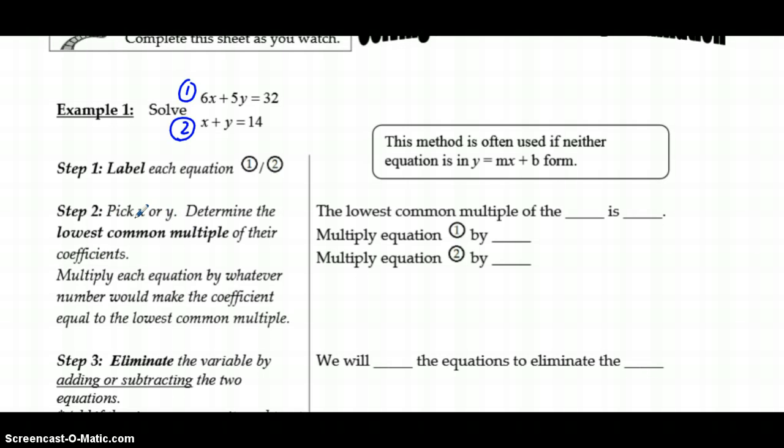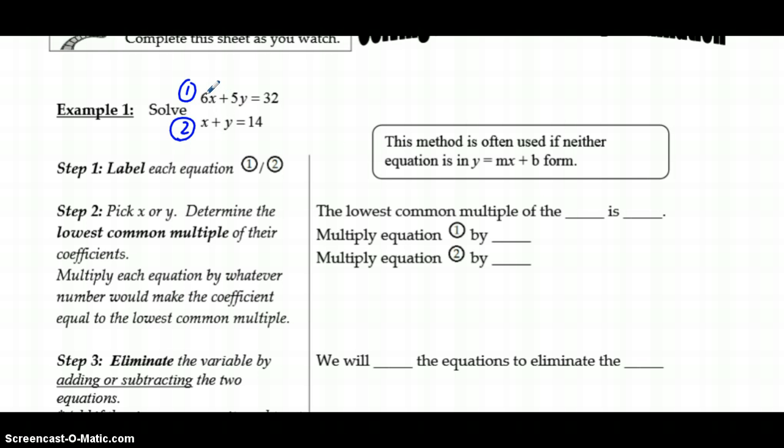For step 2, you either pick the x or the y terms to eliminate, basically get rid of it, and you solve for the other letter. There are some instances where one may be easier to go for than the other or involve less work, but either way, you can pick whichever you like and you'll be able to solve this no problem. For this particular example, I'm going to just pick the x term.